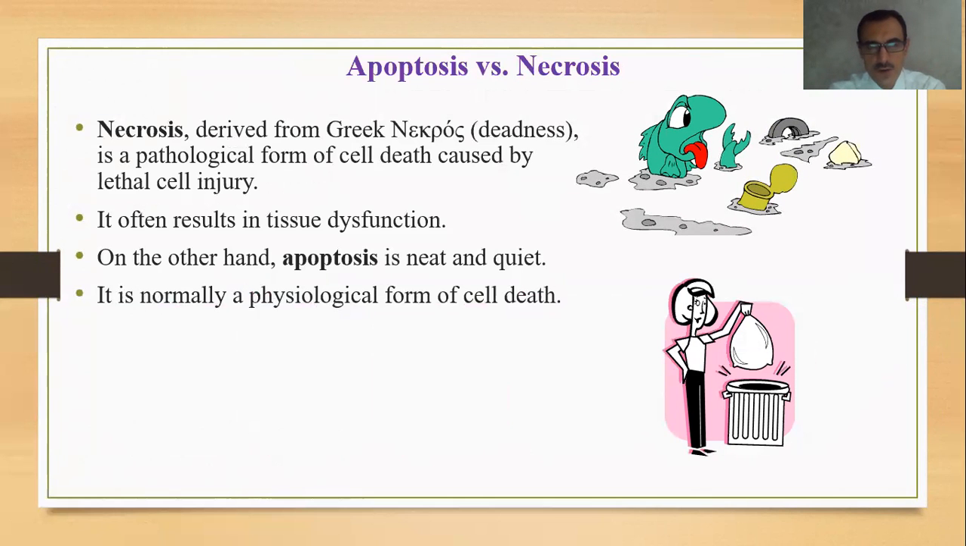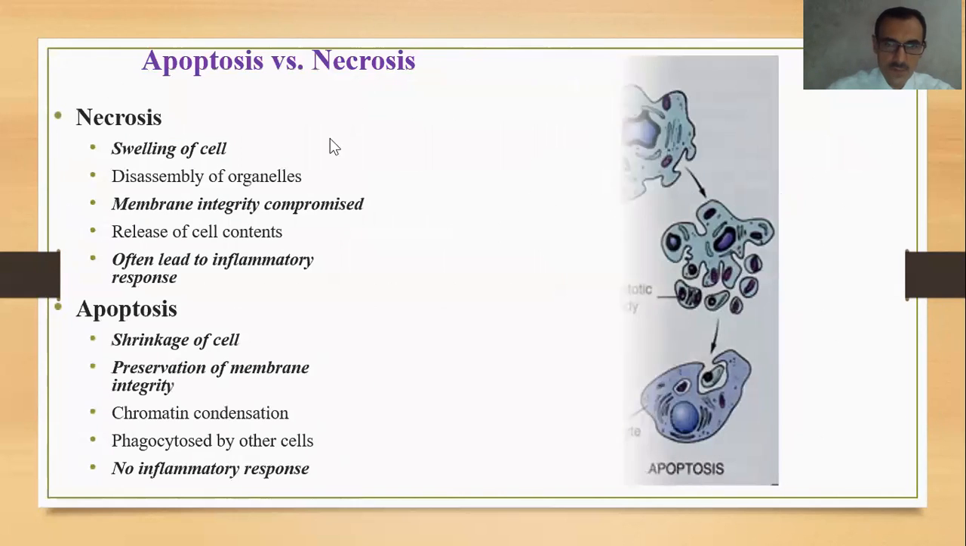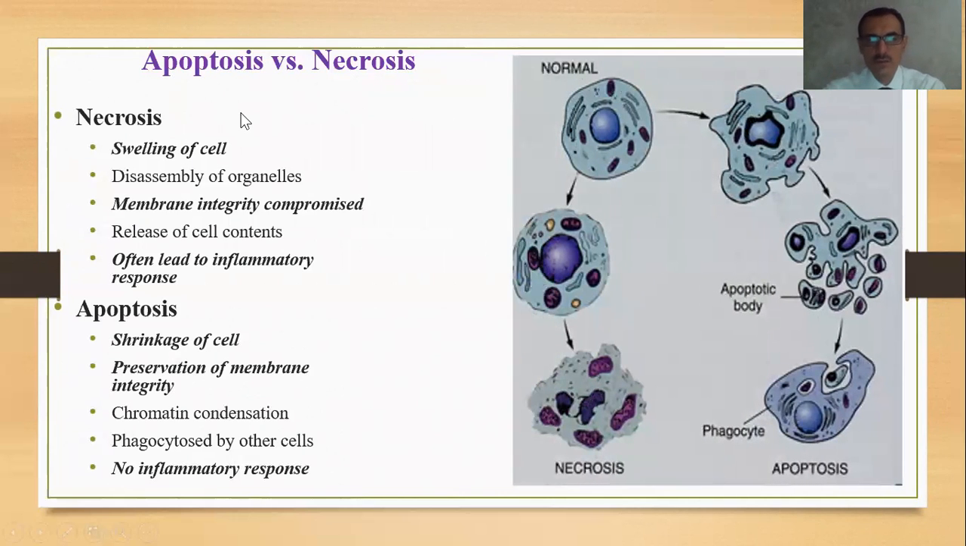Apoptosis in comparison with necrosis. Necrosis, derived from the Greek necros, meaning deadness, is a pathological form of cell death caused by lethal cell injury. It often results in tissue dysfunction. On the other hand, apoptosis is neat and quiet. It is normally a physiological form of cell death. Let us, in another slide, compare apoptosis versus necrosis.